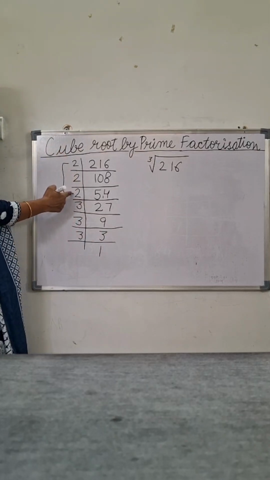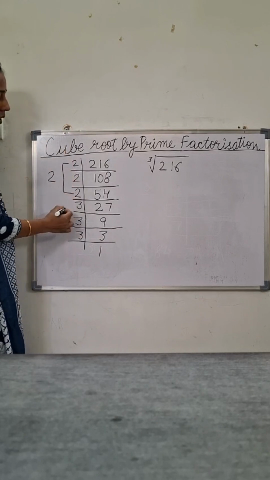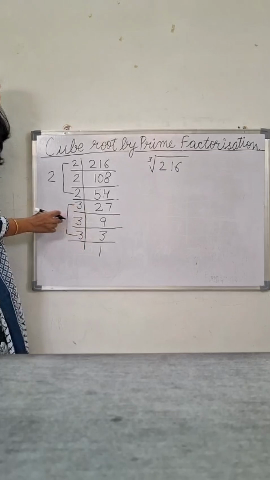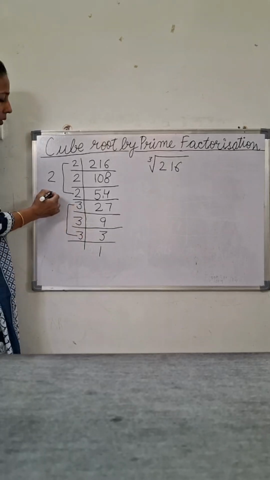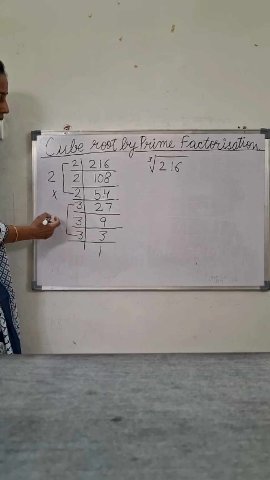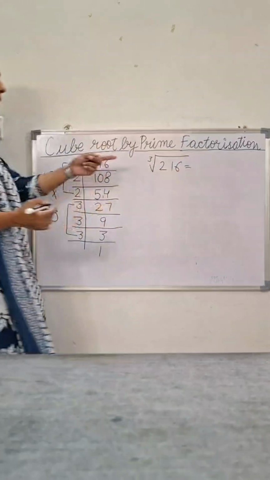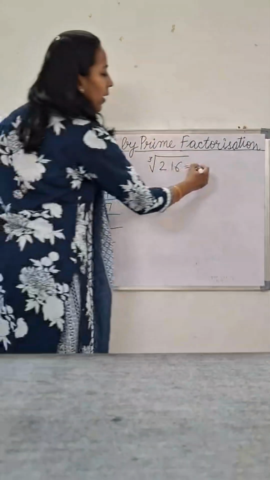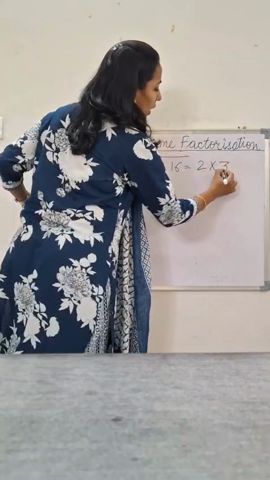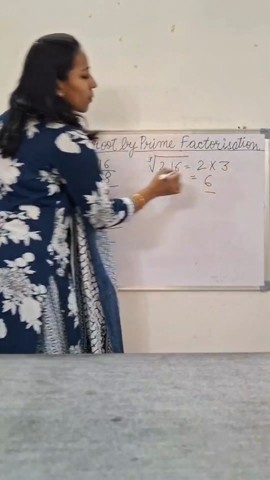अब हमें क्या करना है? 1 2 लेना है from this pair, and we will make a group of these 3 numbers, same numbers, and one number from here, that is 3. So the cube root of 216 is 2 multiplied by 3, that is 2 3s are 6.